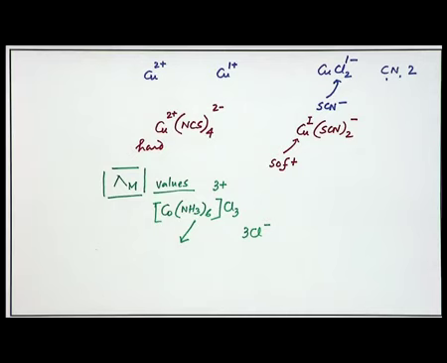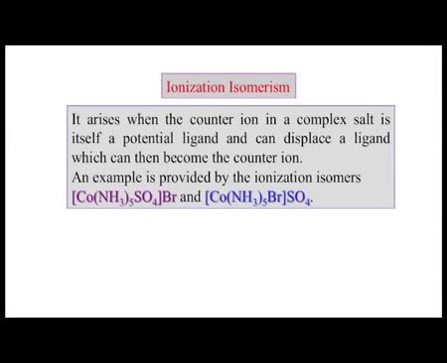So, ionization isomerism will be available to us if the counter ion in a complex salt is itself a potential ligand. What we have discussed from our very first class is that the chloride, as a ligand, can be inside the coordination sphere or the coordination environment, or it can go outside to balance the charge, or the charge can be neutralized. So, this can be there.